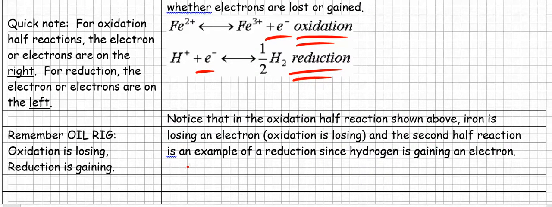And the second half reaction is an example of a reduction. Since hydrogen is gaining electrons, you can also tell it's a reduction because the electron for this half reaction is on the left-hand side.